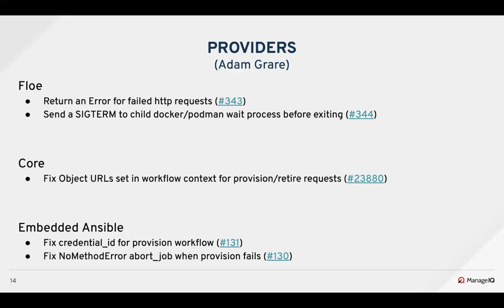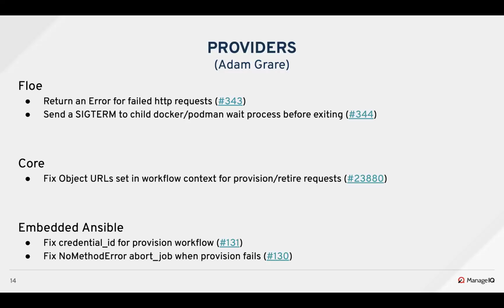We also fixed a bug where SIGTERM wasn't sent to child Docker or Podman wait processes before exiting. This would leave the Docker wait process running even after the worker had exited. This wasn't a problem on appliances because the whole slice was taken down, but if you're in dev, they could start to build up. For core, we fixed a bug with object URLs having the incorrect path based on a URI join issue. So we got that fixed up for URLs in the context.